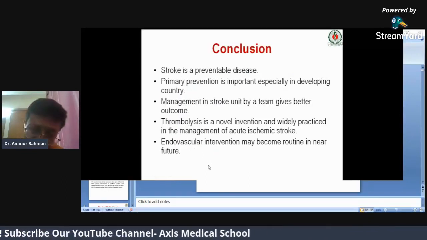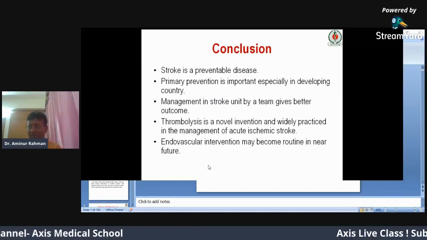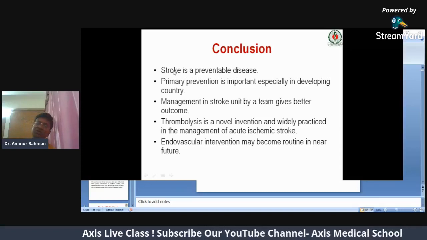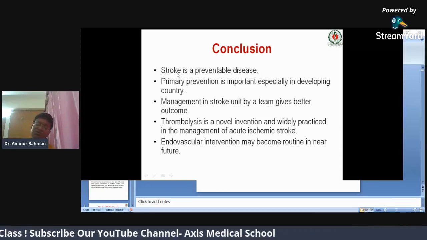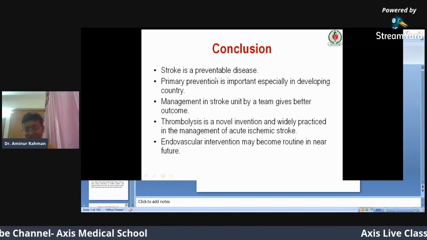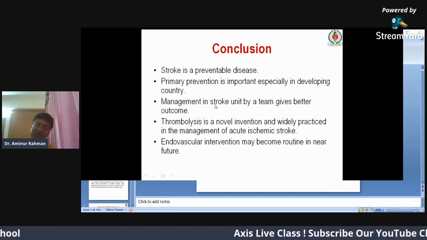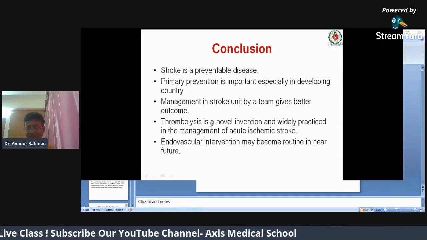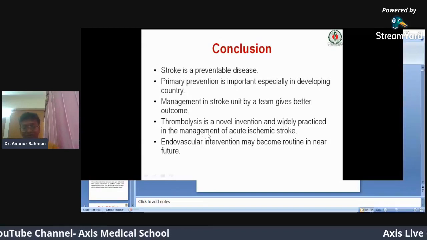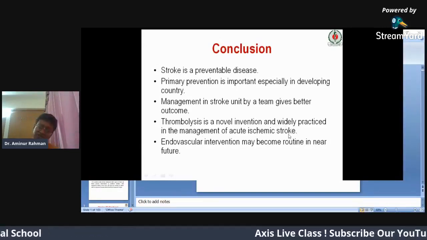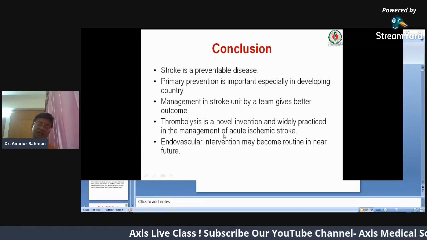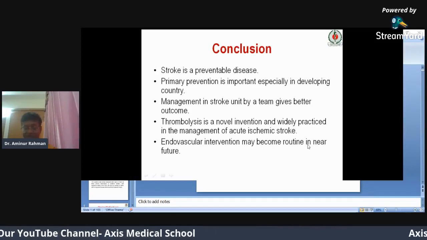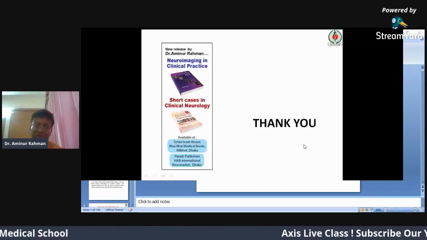And with all these things we are now at the ending portion. Stroke is a preventable disease. It is not a curable disease, but we can treat the patient. Primary prevention is very important, especially in developing countries. And management in a stroke unit by the team gives better outcome. Thrombolysis is a novel invention and widely practiced management in acute ischemic stroke, in our country too. And endovascular intervention may become routine in the near future.